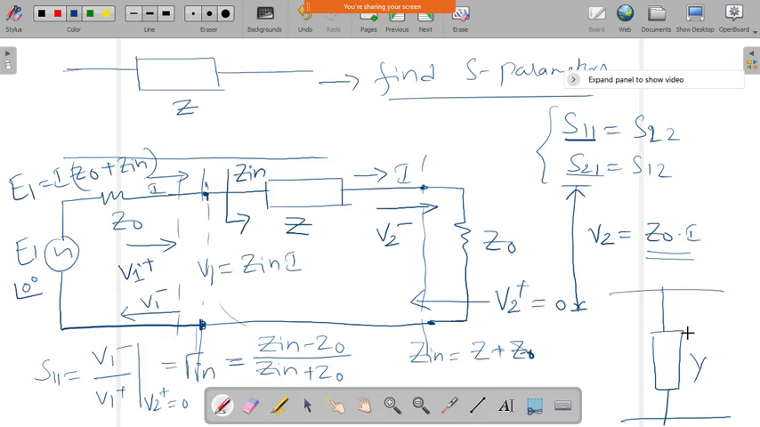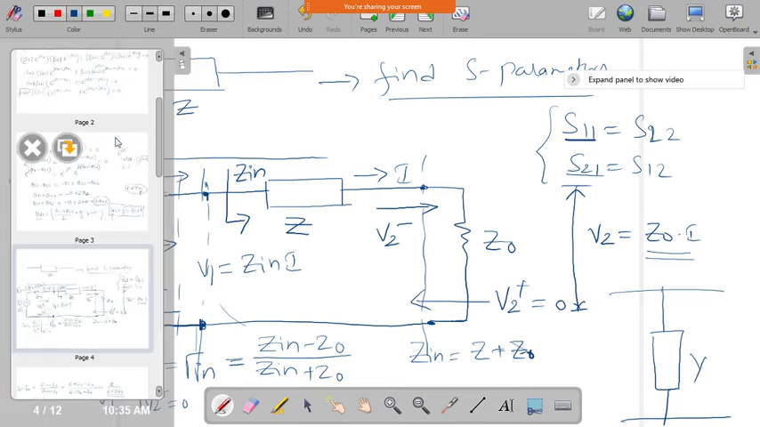Is it understood? Any doubt in this? How we can find out the S parameters? Any doubt? Okay, now we'll move to the next one. You can also find out the S parameters for this one.